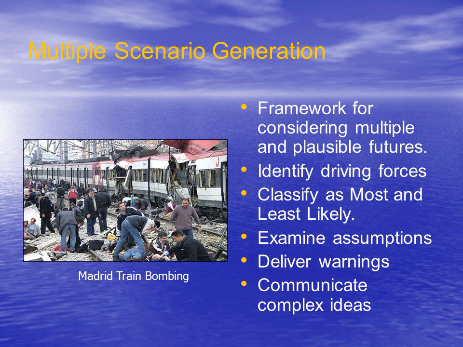Multiple scenario generation is just another technique, a framework for considering multiple and plausible futures. You identify driving forces that would impact the projected scenarios, you classify them, you examine your assumptions, and depending on the situation, they may deliver a warning. Multiple scenario generation also communicates complex ideas. This is a picture of the Madrid train bombing. Obviously, if somebody had predicted that, they would have had much more security on rapid transit that day in Madrid.